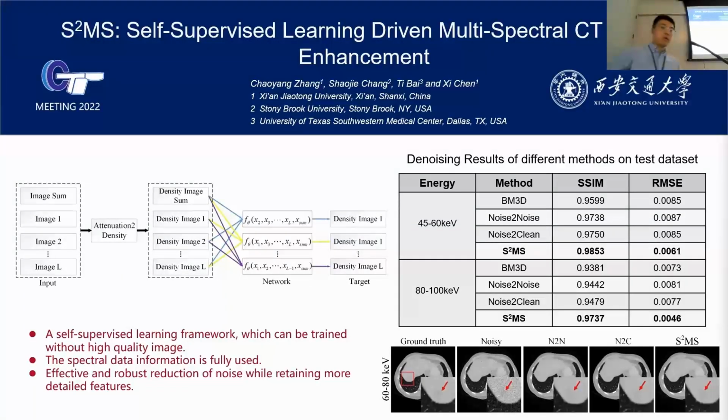Hi, in this work, we propose S2MS, a self-supervised learning-driven model spectroscopy image enhancement. We like to use this projection summation image as a target and to train a different image channel network as a self-supervised learning to enhance images. So if you are interested in our poster, please step by number 11. Thank you.